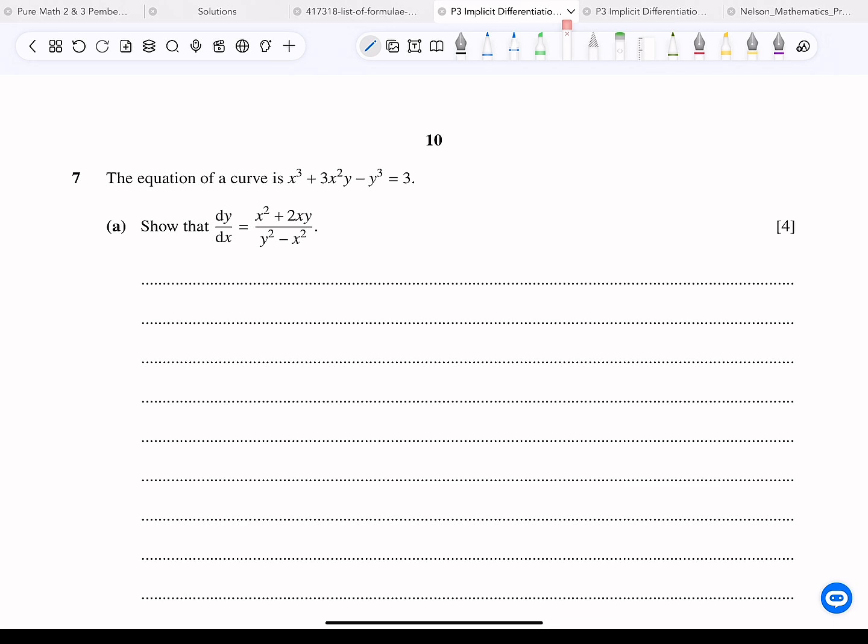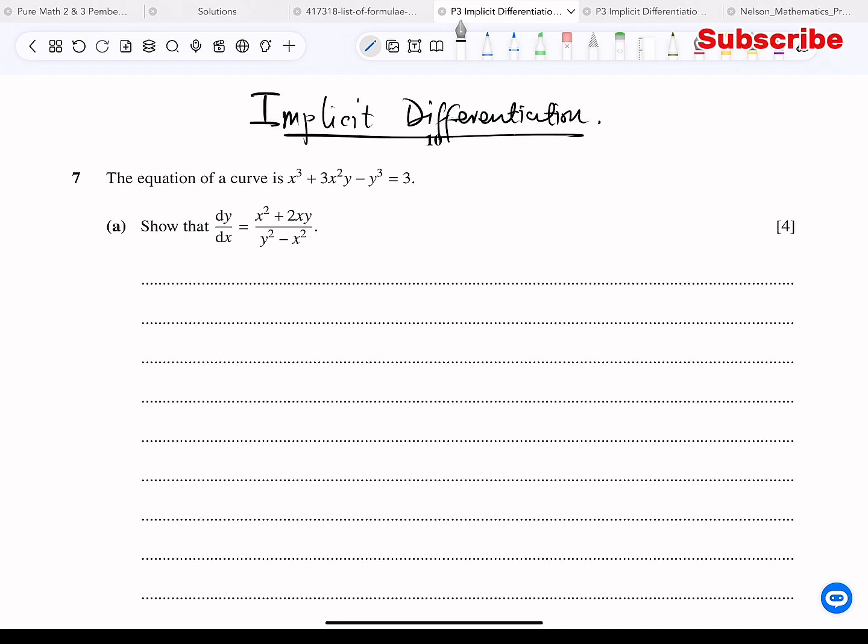Today we want to talk about implicit differentiation. So this is for Pure Maths 3. It's one of the popular topics that come every year. So we first start with implicit, then in the next video I'll shoot parametric differentiation, okay?